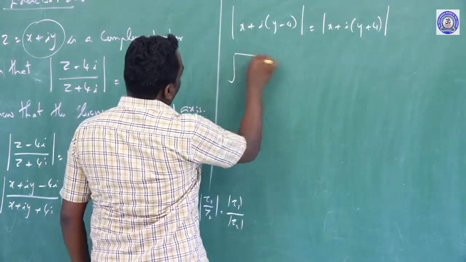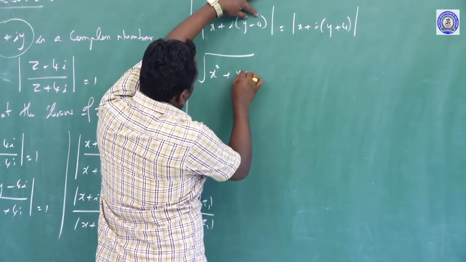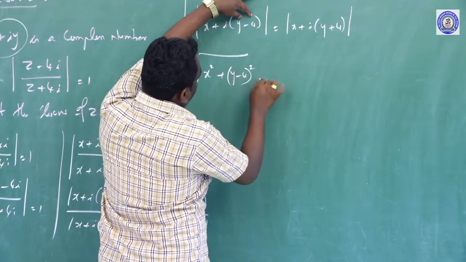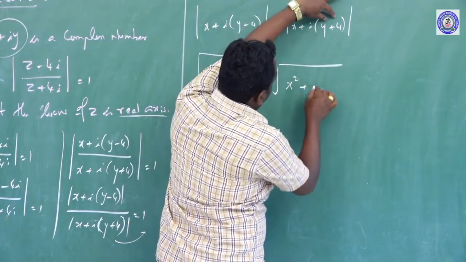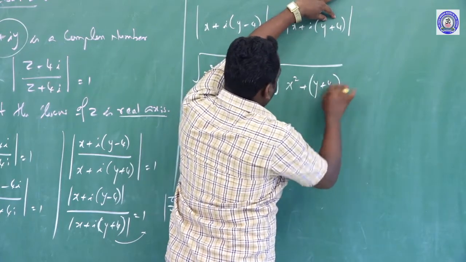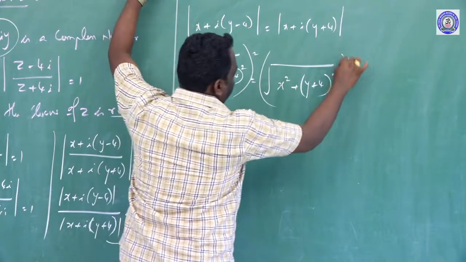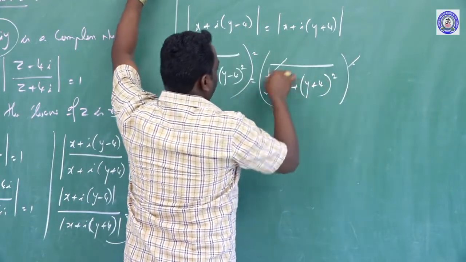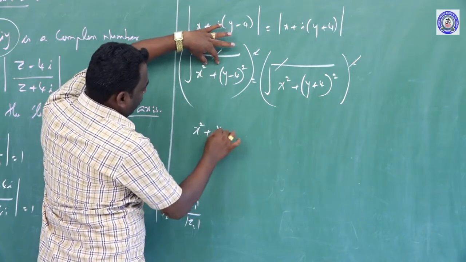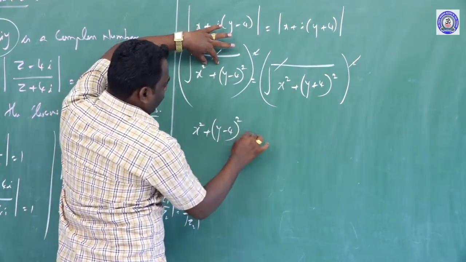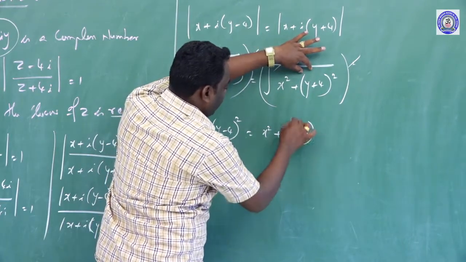What is the method? It is the square root of the real term x square and the imaginary term (y minus 4) whole square, equal to the square root of the real term x square and the imaginary term (y plus 4) whole square. Now take the square on both sides, the square root and square cancel. Therefore, remaining x square plus (y minus 4) whole square is equal to x square plus (y plus 4) whole square.